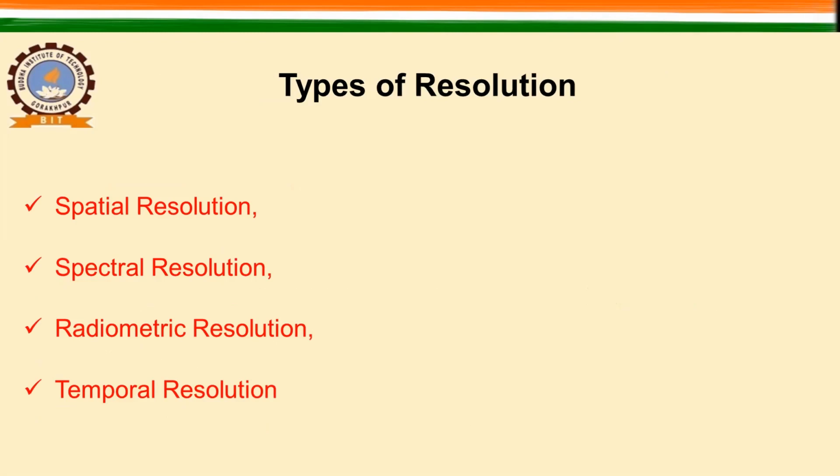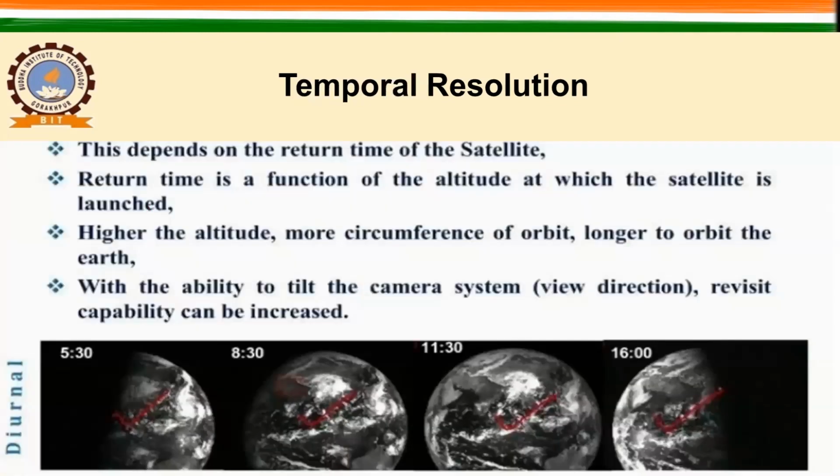Okay, so there are basically four different types of resolution: spatial, spectral, radiometric, and temporal, right? Here you can see I have mentioned spatial, spectral, radiometric, and temporal resolution of any data. Now I will describe them one by one. The first one is temporal resolution.